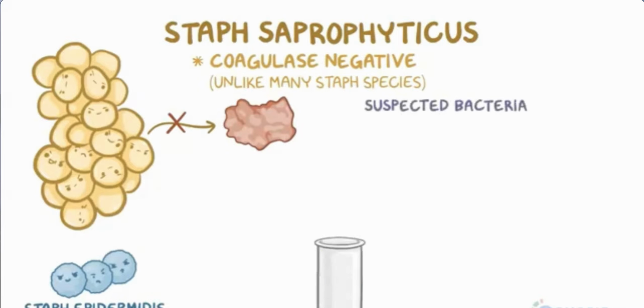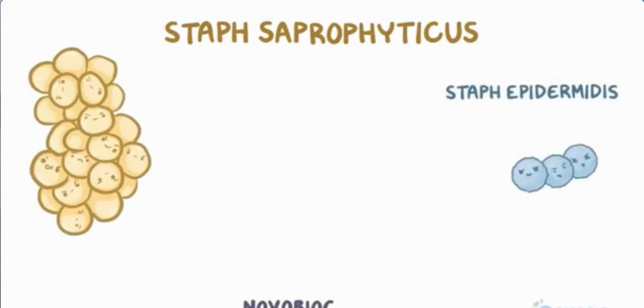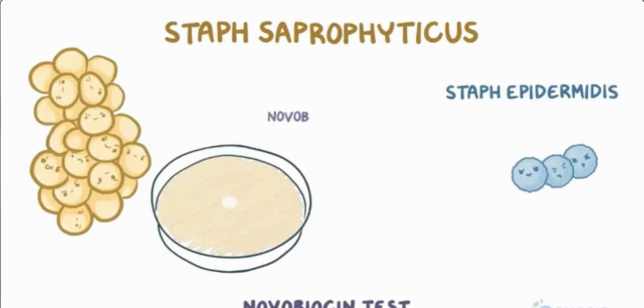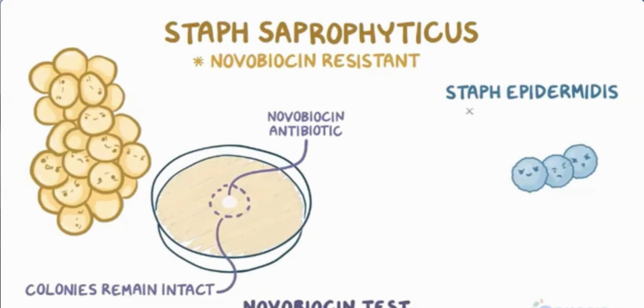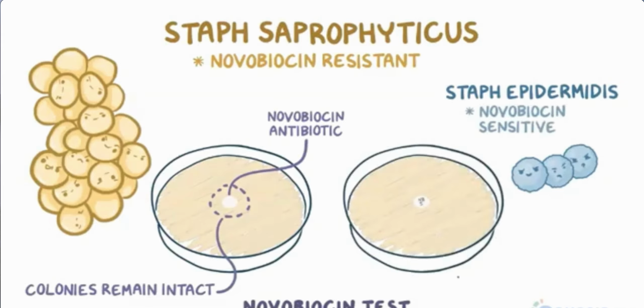Finally, to distinguish Staph saprophyticus from Staph epidermidis, the novobiocin test is used. This is when a disc imbued with novobiocin, an antibiotic, is added to the culture. Staph saprophyticus is novobiocin resistant, so the colonies remain intact, whereas Staph epidermidis is novobiocin sensitive, so the colonies die off.